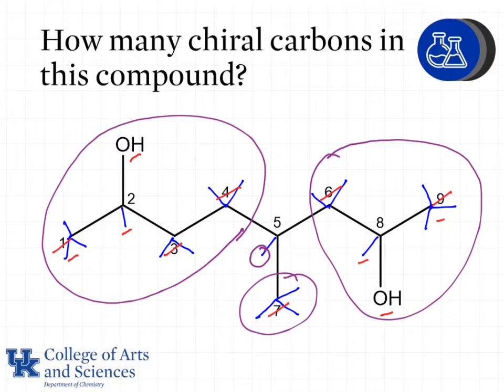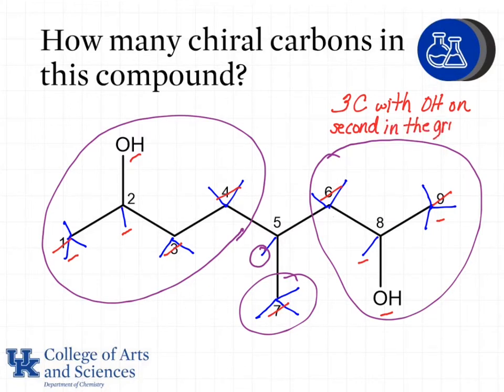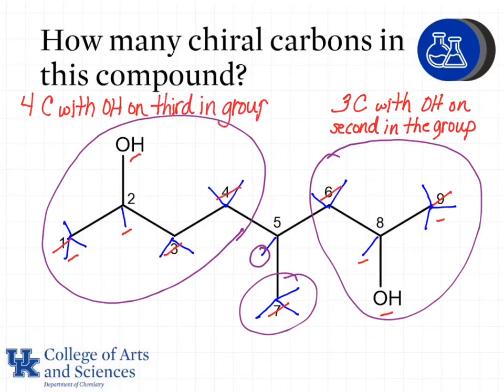When you look at these two groups on the left and the right, be careful. The group on the right has 3 carbons, and the OH group is on the second carbon from carbon 5. When I look at the group on the left, I see that it has 4 carbons with OH on the third carbon from carbon 5. So these groups are different, so this is a chiral carbon at carbon 5. So carbons 2, 5, and 8 are all considered chiral carbons.